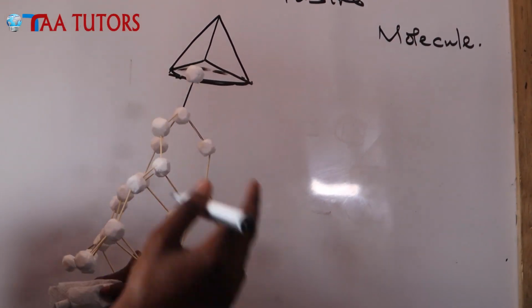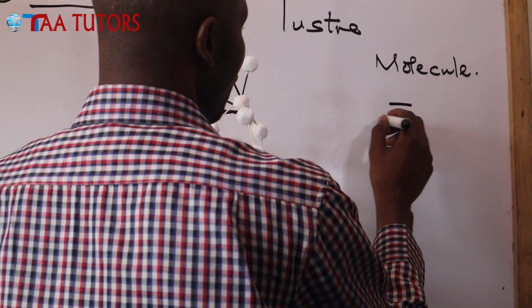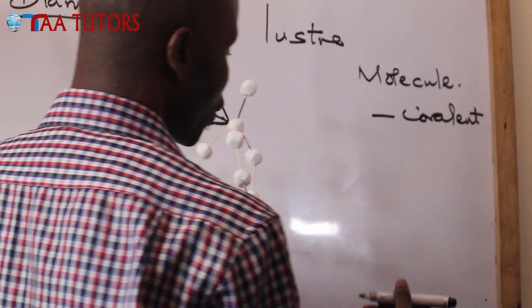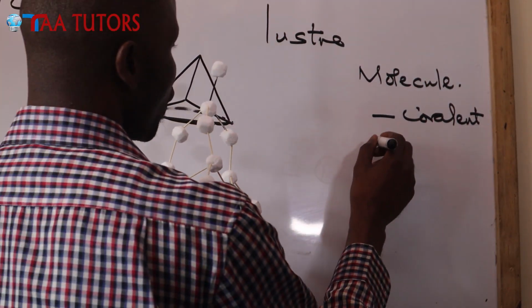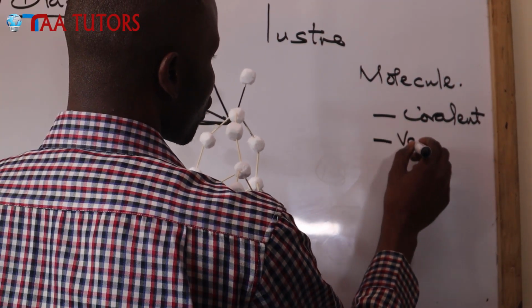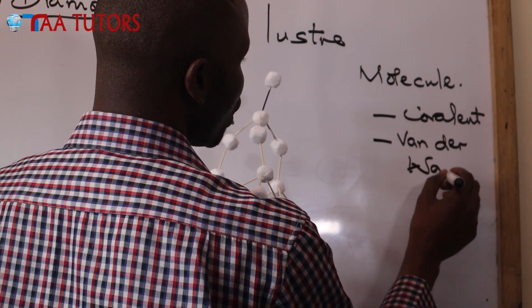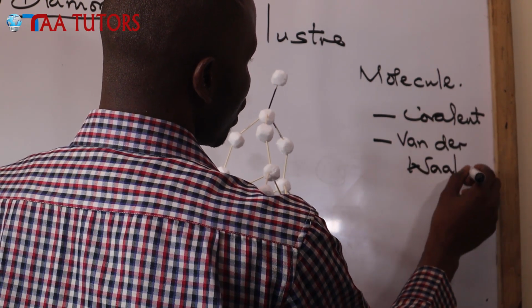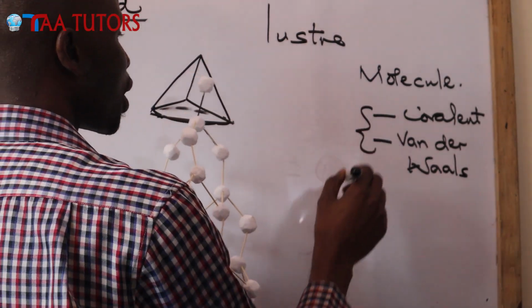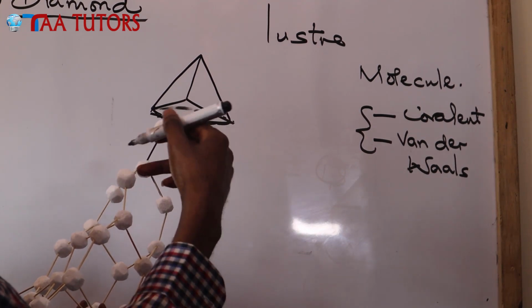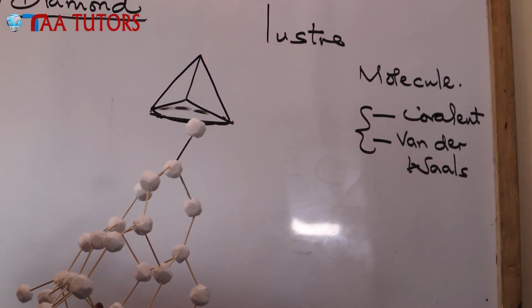So in a molecule, we have two types of forces. We have, as I said, covalent bonds, which are the intramolecular forces within the molecule. Then we have the weak van der Waals forces. Van der Waals forces are between the molecules. So we realize that there are two forces in a simple molecular structure: the covalent within the atoms, and then the weak van der Waals forces between the molecules.